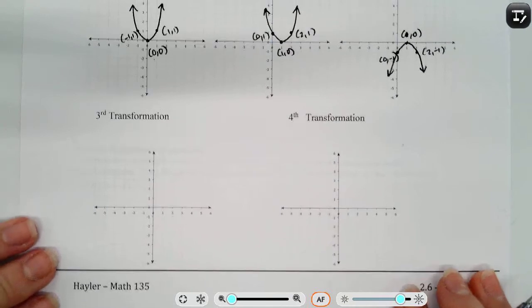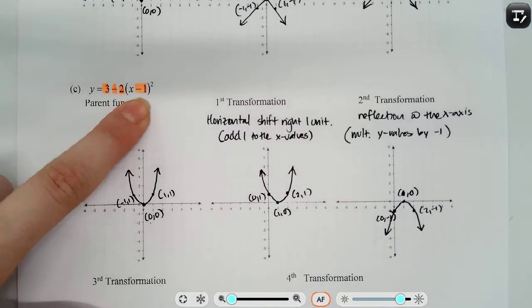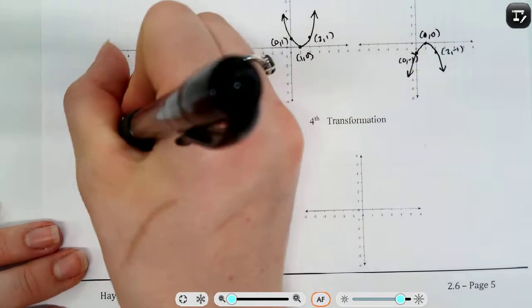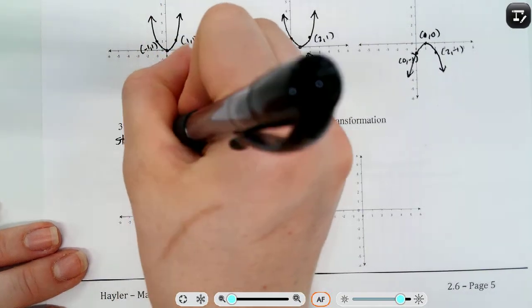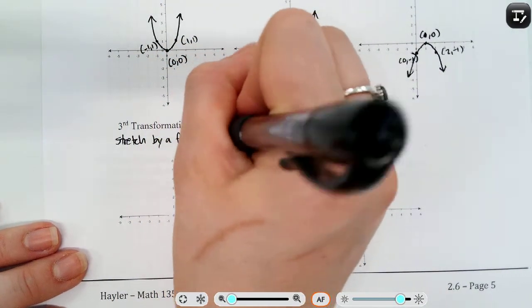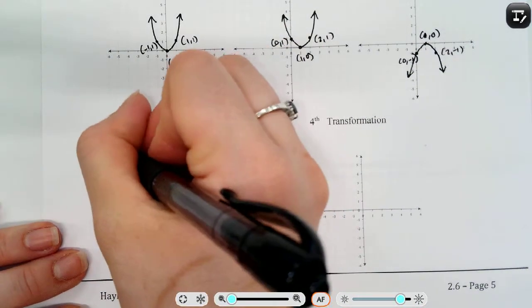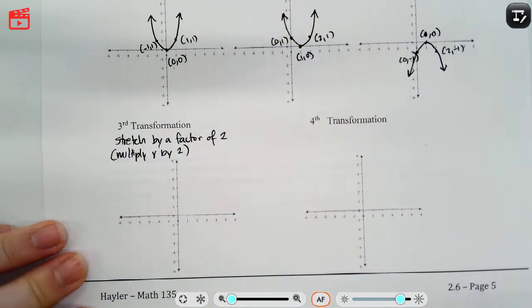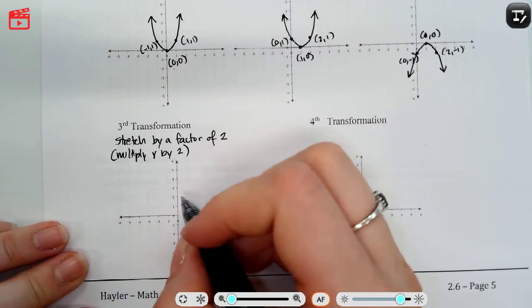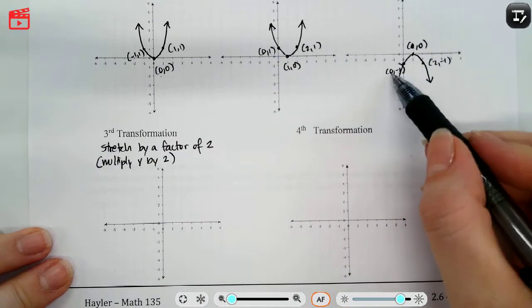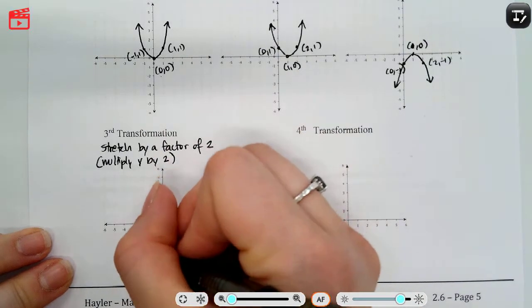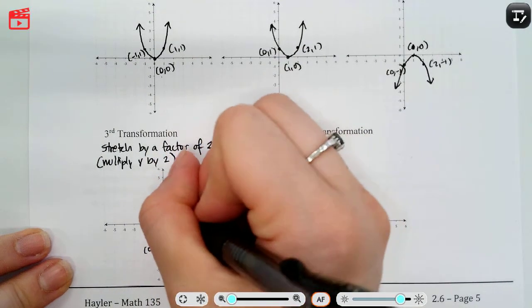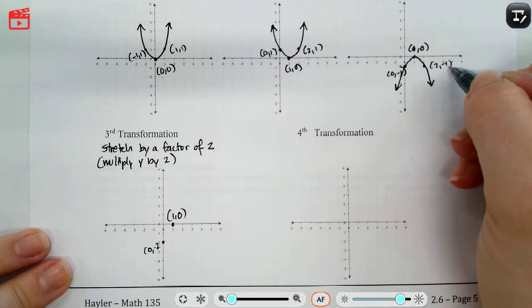Okay, next one. So we've already done the negative and the 1. So our next piece would be the other multiplication, which would be the 2. So we're going to stretch by a factor of 2, which means multiply the y. So all the y values, we're going to multiply them by 2. So my y values, it's going to be 0, negative 2 then. That'll be 1, 0 still. Multiplying my y value by 2, I'll get 2, negative 2.